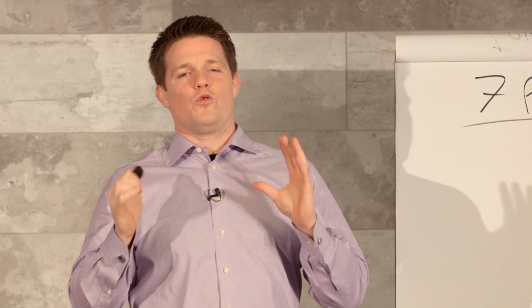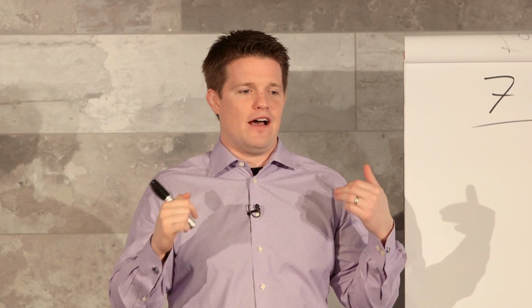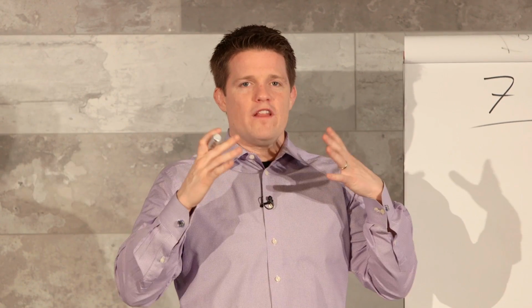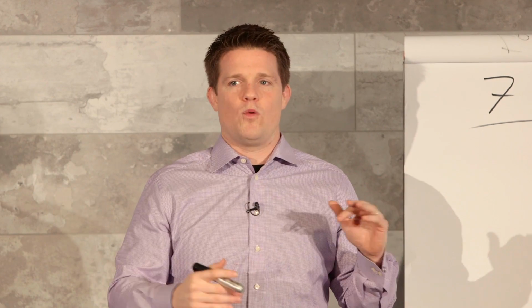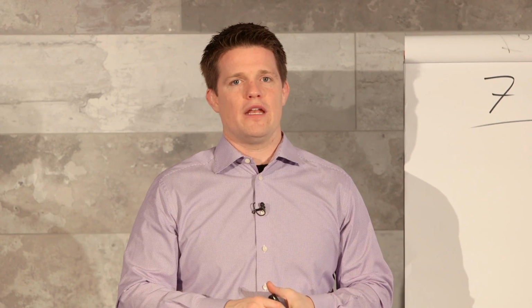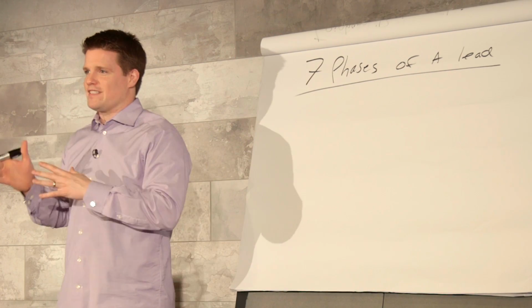Okay, I want to talk to you guys about a really cool concept. The first time I ever talked about this was in the book, .com Secrets. And it's really, for me, one of the biggest differences between a business that's doing 5 figures a month to one that's doing 6 or 7 figures a month and beyond: understanding this, the 7 phases of a lead. And when you start understanding this process, it becomes really, really fun.